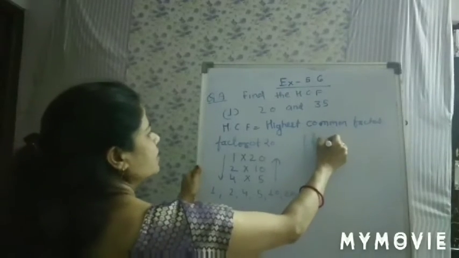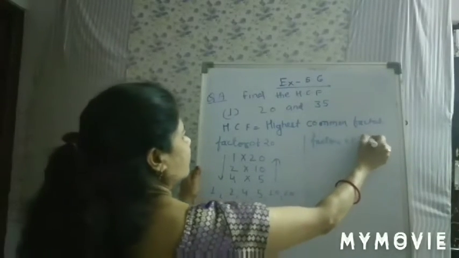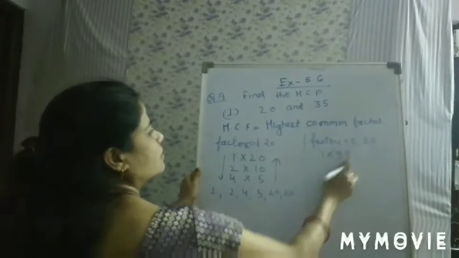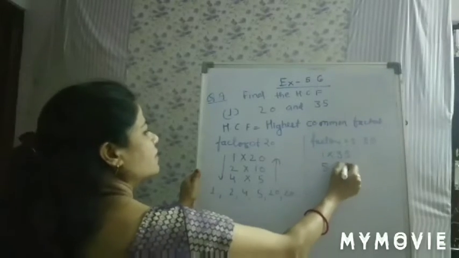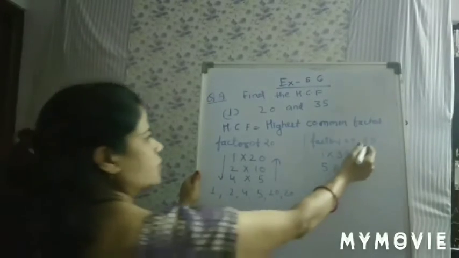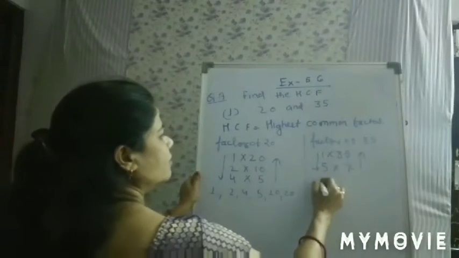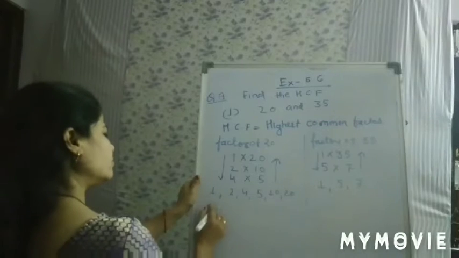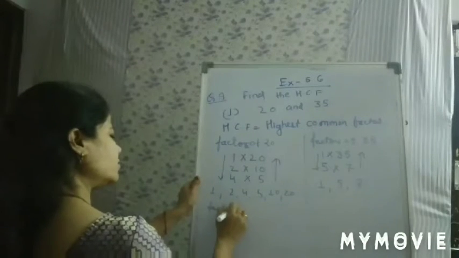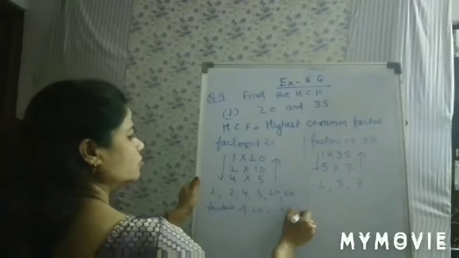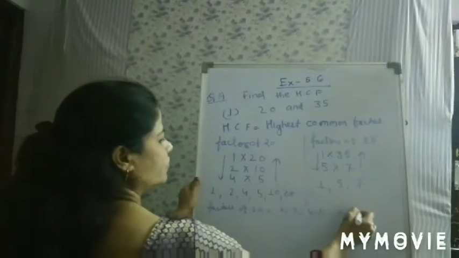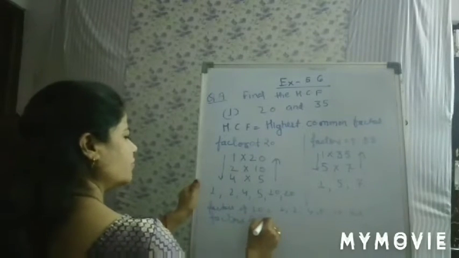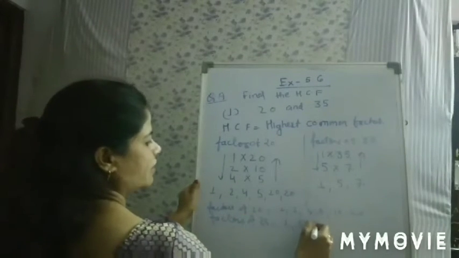Now we will find the factors of 35. 1 thirty-five is 35, then 5 sevens are 35. So the factors of 35 are 1, 5 and 7. The factors of 20 are 1, 2, 4, 5, 10 and 20, and the factors of 35 are 1, 5 and 7.